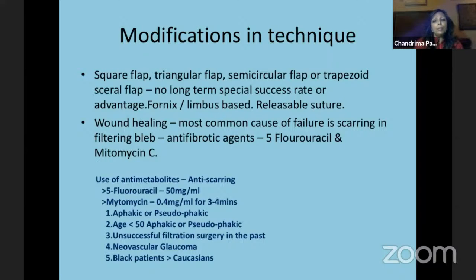But here we must remember one thing, that trabeculectomy is a surgery against nature. In all other surgeries, we actually pray for healing, but here we pray for not healing. So that's the difference with trabeculectomy. We use the antifibrotic agents in these cases: lower age groups, aphakic or pseudophakic eyes, neovascular glaucoma.